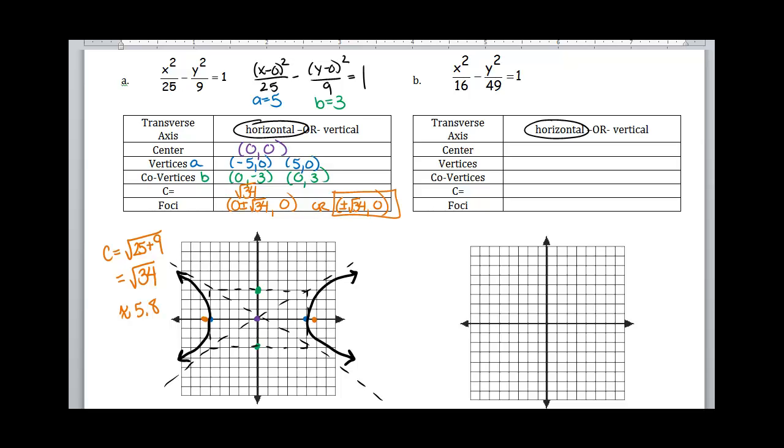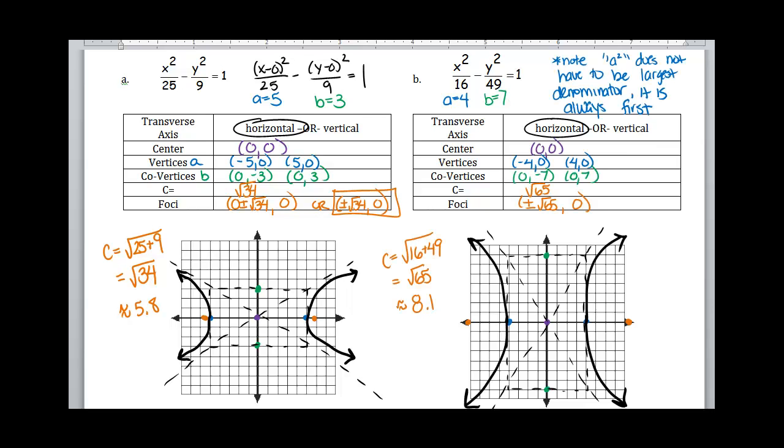In example B, I'd like to point out that again, a is always going to be the first denominator. And so even though 16 is a smaller value, a will be 4, and b, for my co-vertices, will be 7. Please now pause the video and complete example B. Please now check your answer for example B.